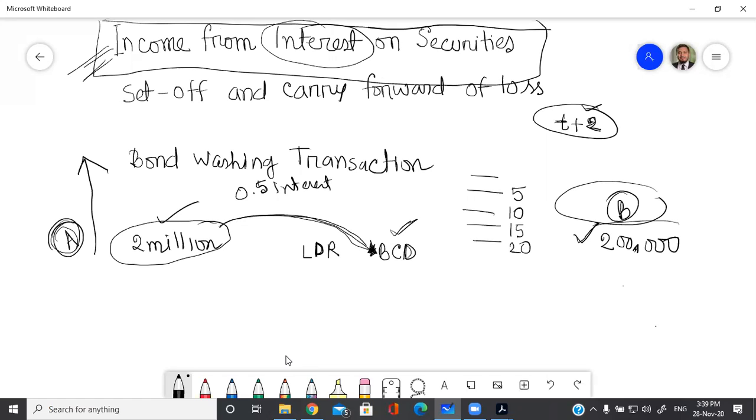What is his income? Say 200,000. I'm not taking 0.5 million, say it is 0.05 million. Now it is how much? 50,000. So if this 50,000 is added to Mr. B's income, will Mr. B need to pay tax on this income?